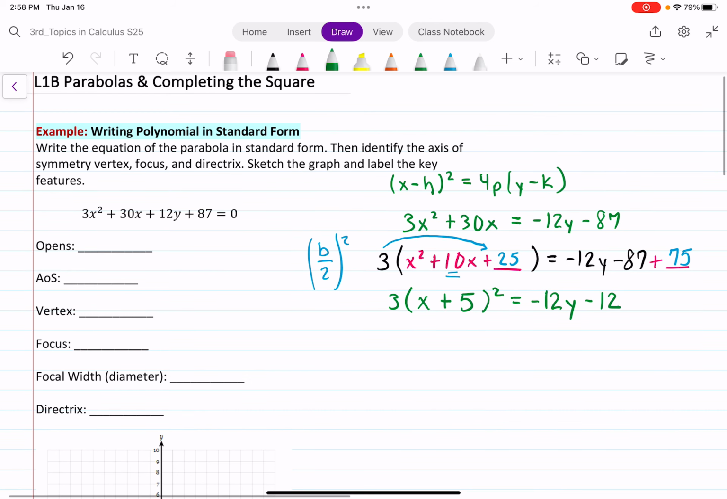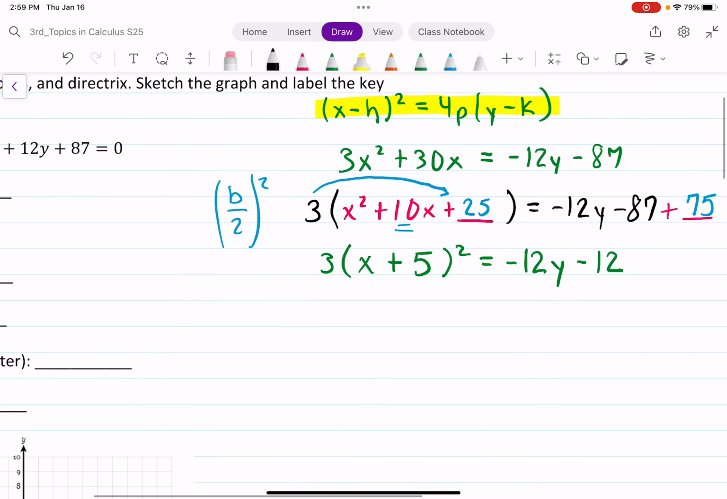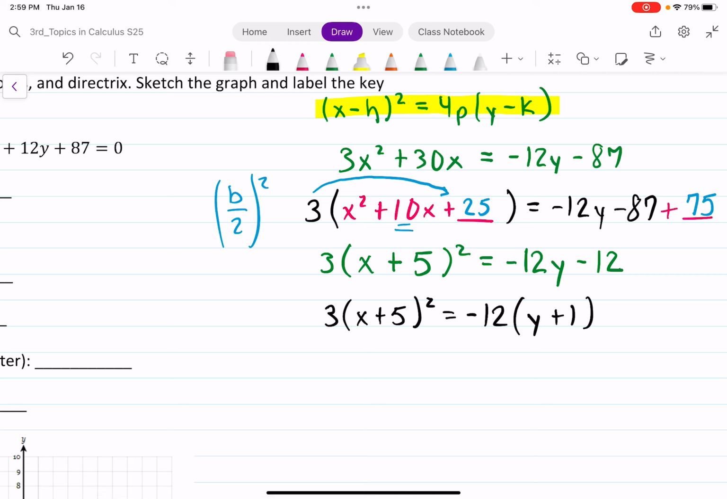And then I'm almost done, but I want it in the form like so. And so I want the right-hand side to say 4p parentheses y minus k. So I'm going to factor out that negative 12. And if I factor out the negative 12, I have y plus 1. And then I'm almost done. Remember, there was nothing next to my (x minus h) squared, which means I need to divide both sides by 3.